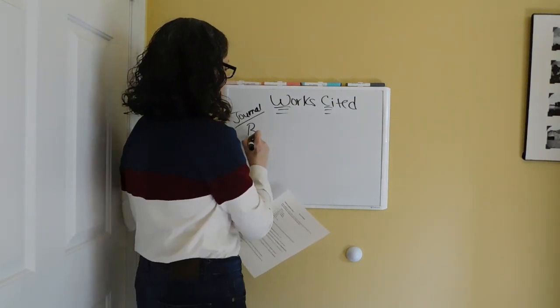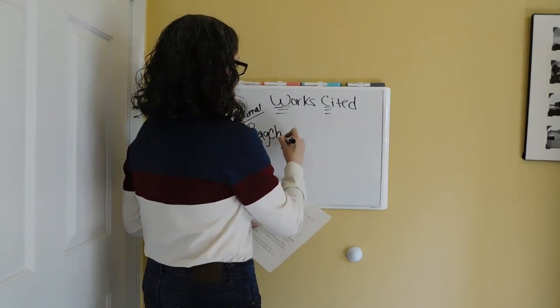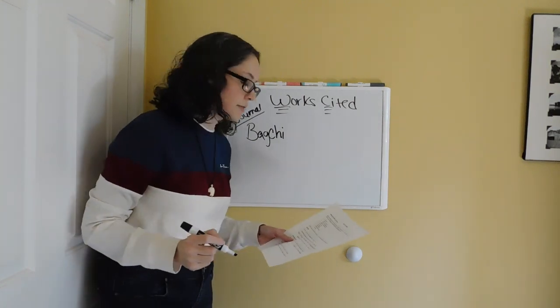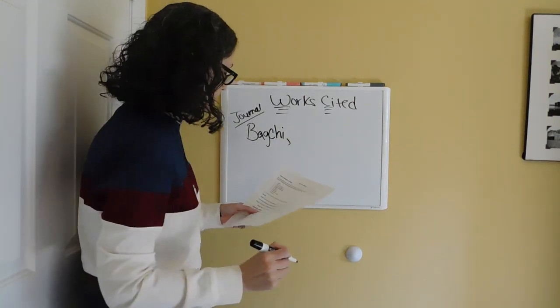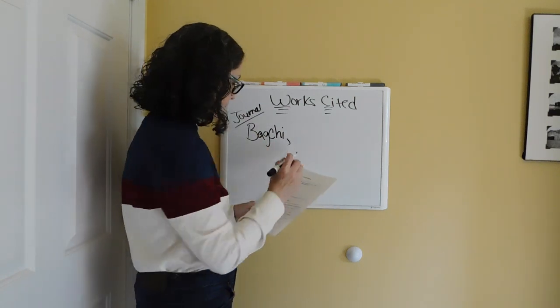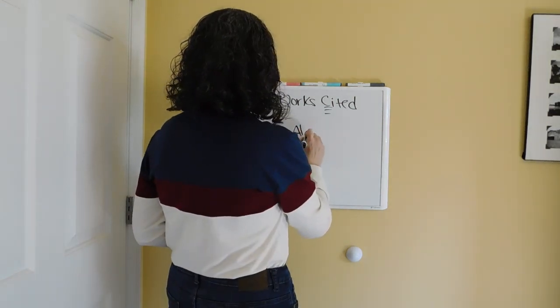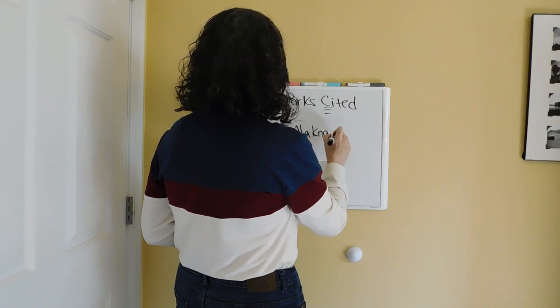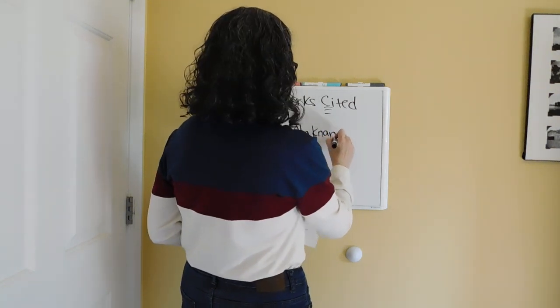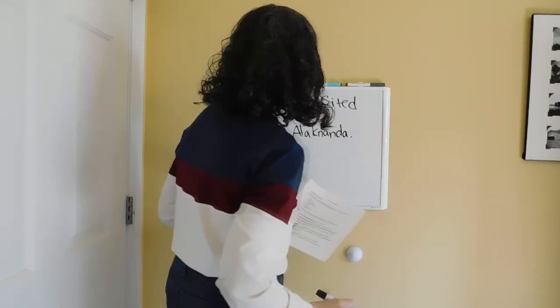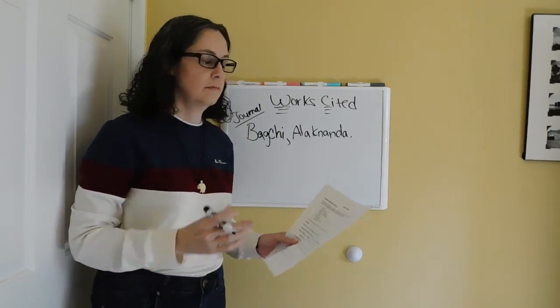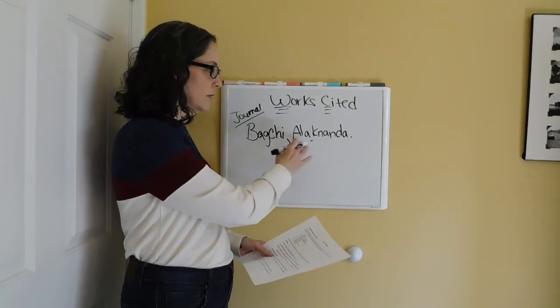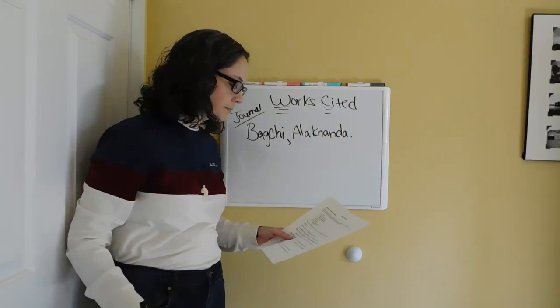Alright, so a journal. So, this person's surname is Bagchi, comma, because this is not an East Asian name. Let me make sure I spell his name right, or her name, as the case might be. So, Alak Nanda. Alright, surname, comma, personal name, period.